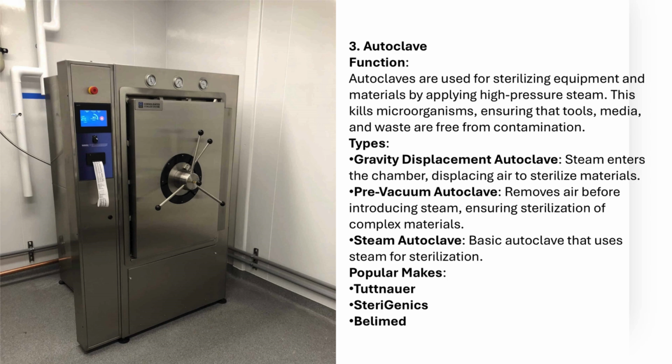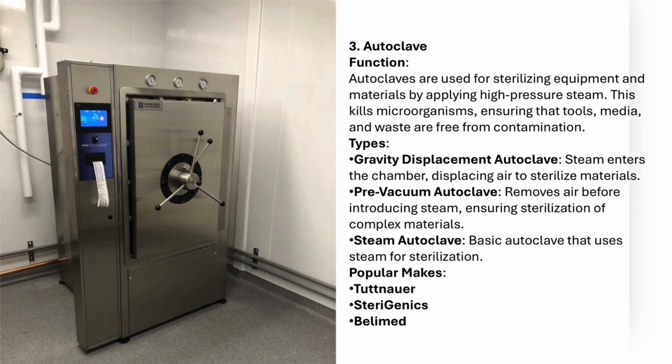There are different types of autoclaves, each designed for specific sterilization needs. Let's go over them quickly. Gravity displacement autoclave. This is the most basic autoclave design. Steam enters the chamber, displacing the air, which allows the steam to sterilize materials. It's perfect for sterilizing simple items like glassware and tools.